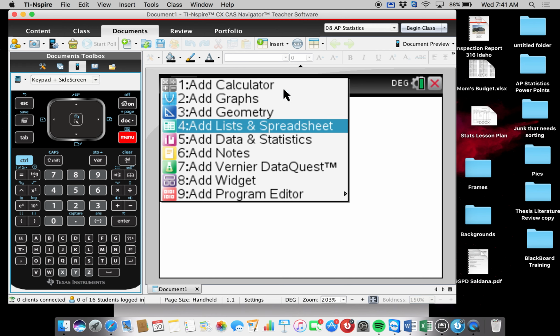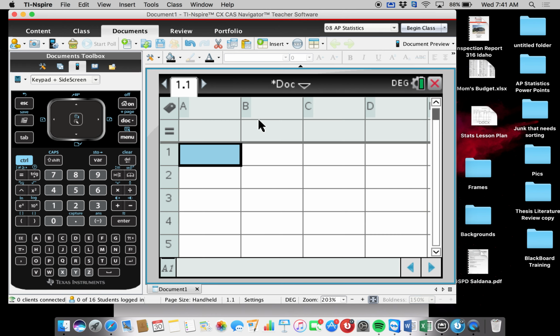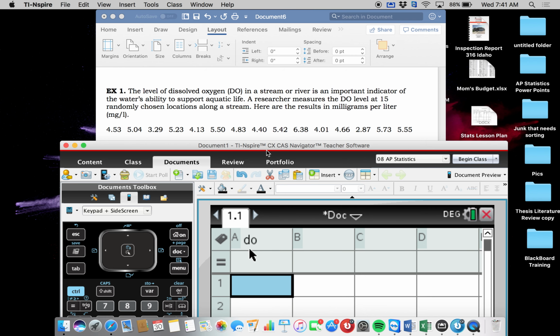All right, so first things first, let's go to our lists and spreadsheets. These are all talking about DO levels, so I'm just going to put DO. And then I'll type them in. 4.53, 5.04, 3.29, 5.23, 4.13. I encourage you to do this as well, so that you can practice.